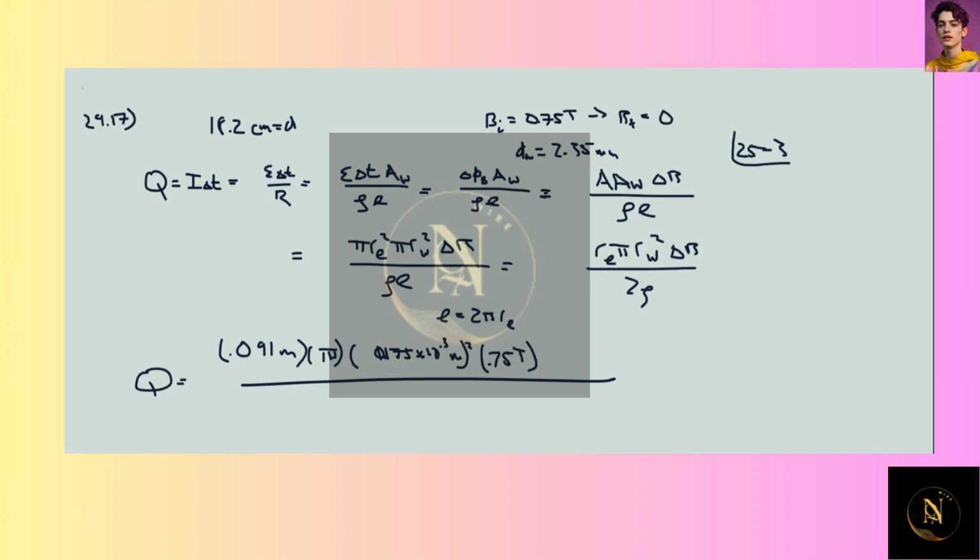And now 2 times our rho, which was 1.68 times 10 to the negative 8 ohm meters. And now we can plug it in, and we get a Q of 8.81 coulombs. Cool.